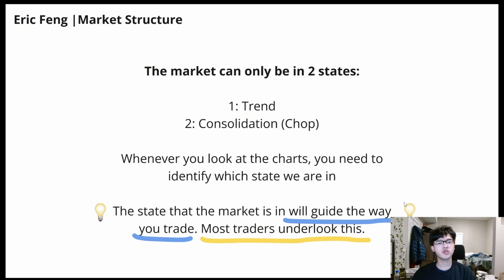Now we have market structure. The market can really only be in two states, which is the trending state and then the consolidation or the chop state. Whenever you're looking at the charts, you need to be able to identify which state we're in, because if you know what kind of state the market is in, then you can actually trade around it. And this is what a lot of traders really underlook. They don't know what state the market is in, and if they're in a chopping state and they try to trade in a way that they would trade in a trending state, it's just not going to work well.